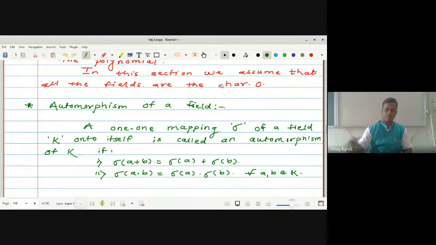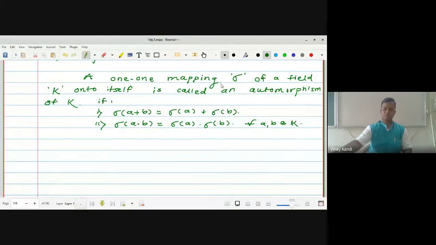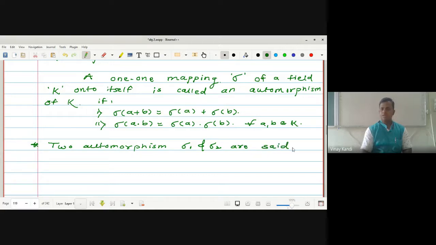Any doubt up to here? No, sir. Now, two automorphisms sigma 1 and sigma 2 are said to be equal if sigma 1 of A is equal to sigma 2 of A for all A belonging to K. For each and every element of K, if sigma 1 of A is equal to sigma 2 of A, then the two automorphisms are said to be equal.